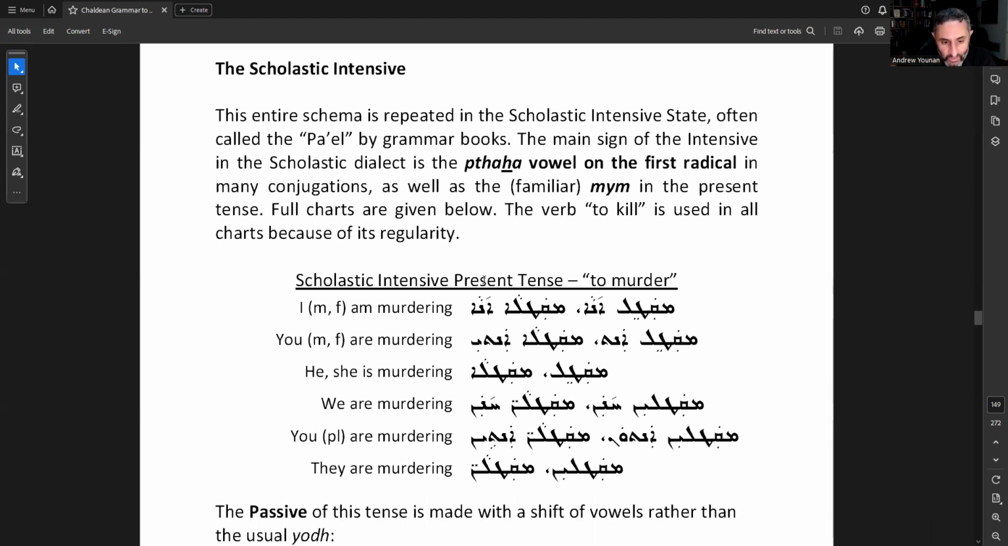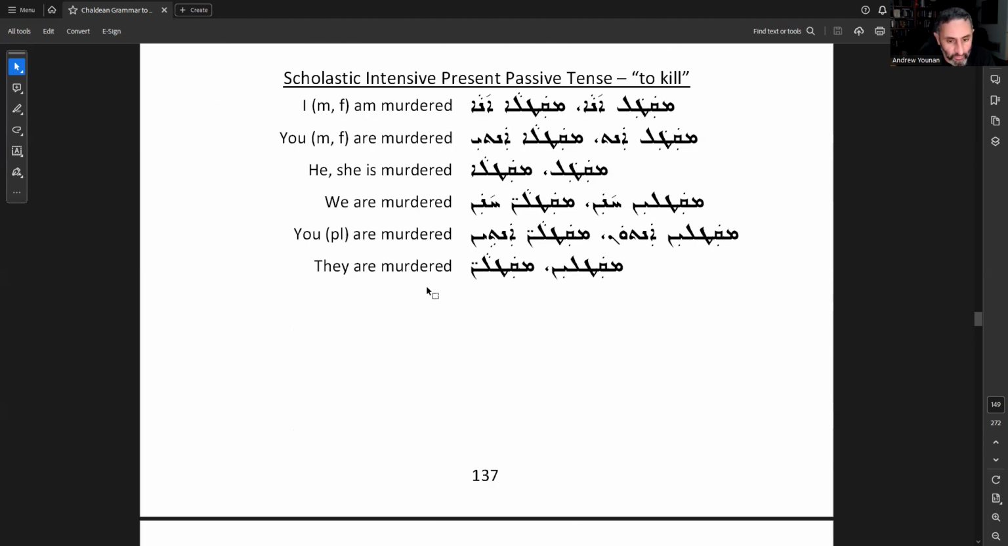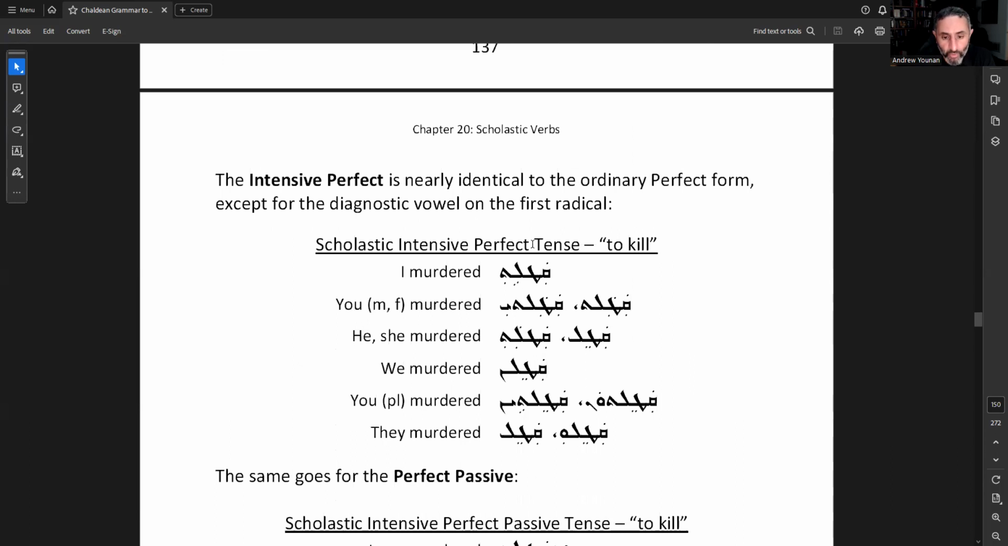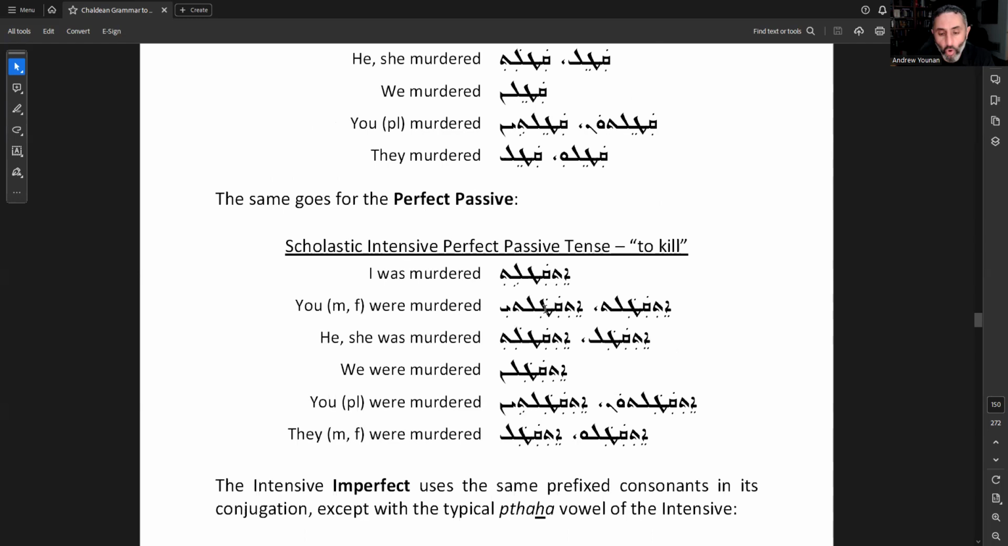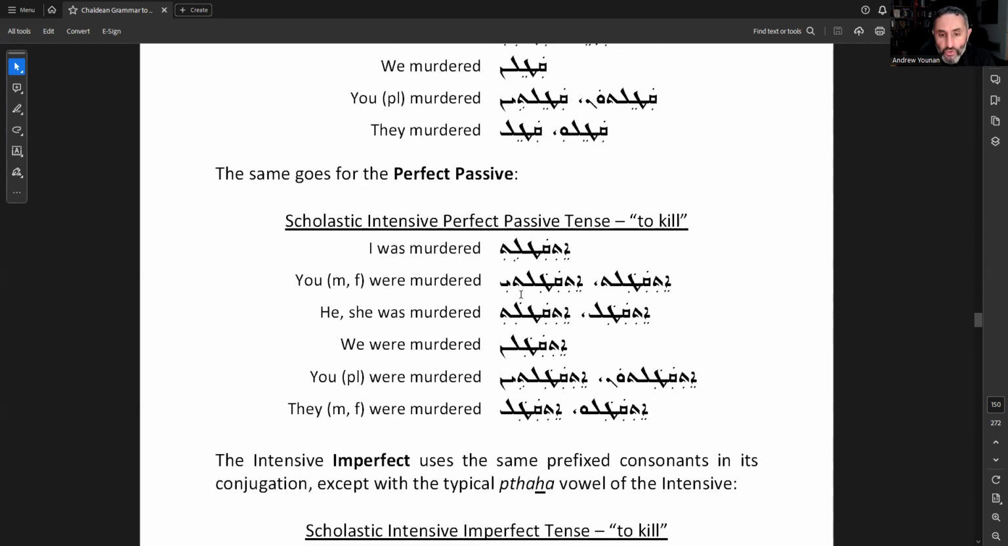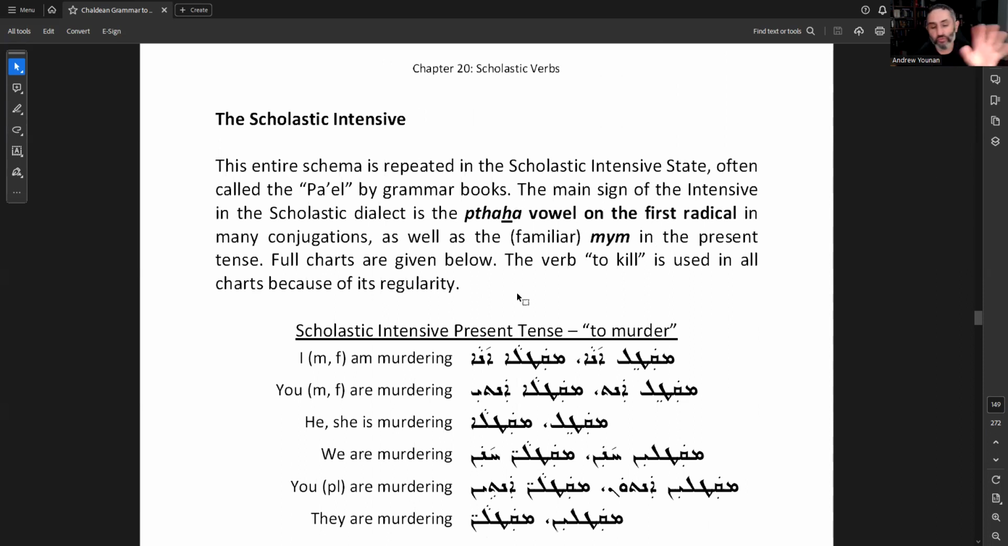This is the present tense of the intensive. It's going to be using the same endings. You're going to look at the passive, it's going to be very similar. There's the perfect, it's going to look almost the same. The perfect passive, it's going to look almost like the one you already know. So don't panic when you see it for the rest of the book. There's actually very, very little left to memorize.